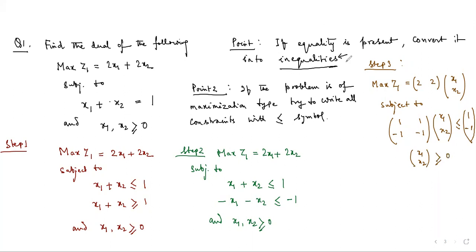After that, you can apply the formula of the dual problem. So it is step number four. Max will become min. In place of z1, you bring z2, a new variable. Now, you will put the transpose of the requirement vector, that is [1, -1]. Since there are two constraints, two variables will be considered, so y1, y2, we can write, subject to the coefficient matrix transpose will be written.